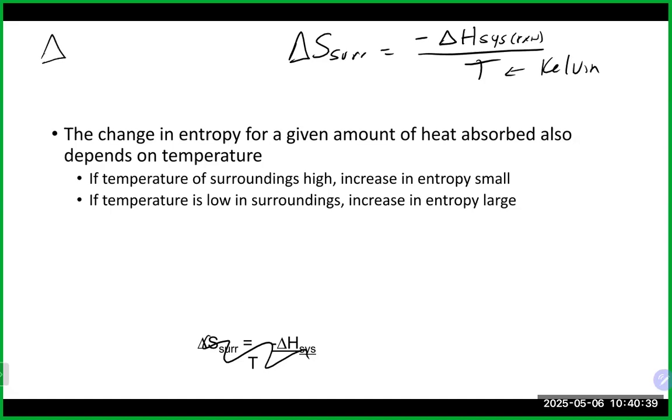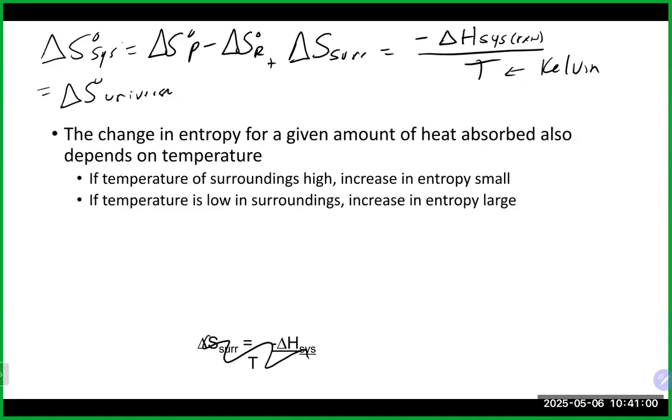We calculate our delta S of our system, as we talked about, by taking the delta S of our products minus the delta S of our reactants. You basically add both of those together, and that is going to get you your delta S of your universe, which you can use to determine if this reaction is going to be spontaneous or not. Any questions on that?